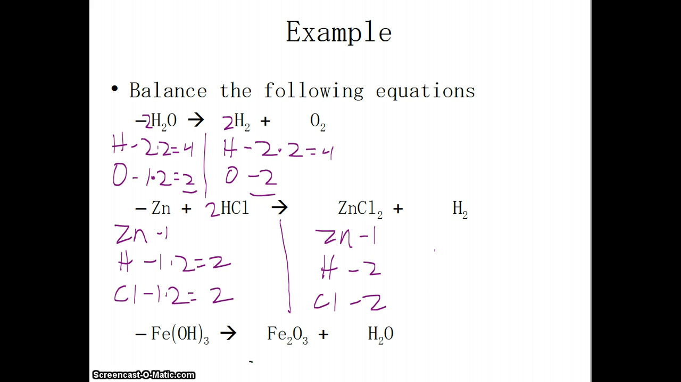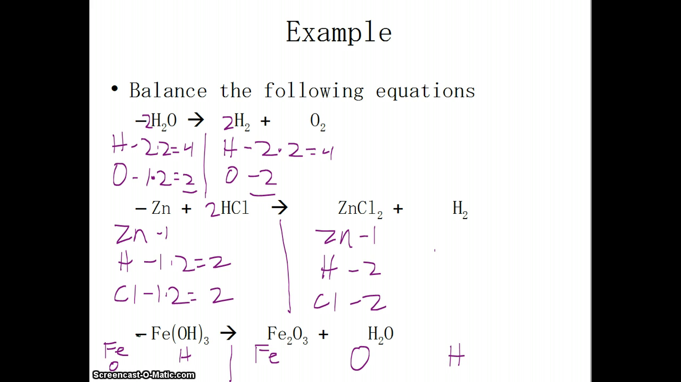Okay. Our last one here is Fe(OH)3, or iron hydroxide, decomposes to iron oxide plus water. So let's go ahead and solve this one here. For our elements, we have Fe, we have O, and we have H. Going to kind of spread them out a little bit. Here we have Fe, O, H.